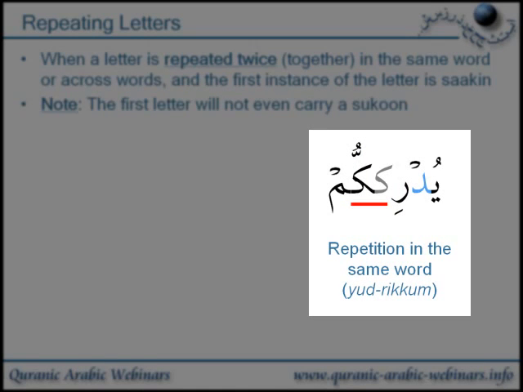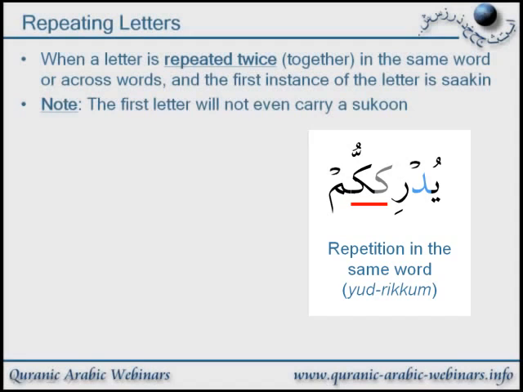So essentially, what we would do here, we would join the ra with the kasra directly to the second kaf. So this would read, and we've got the dal in light blue because it's an echo letter, yudrikum. Yudrikum. So we just completely ignore that first kaf.